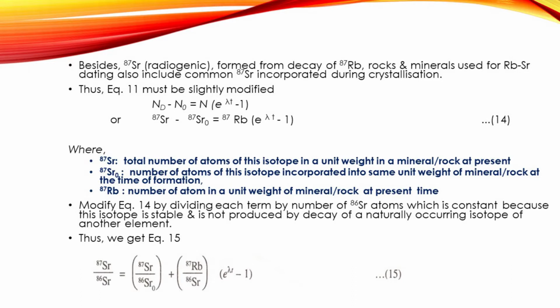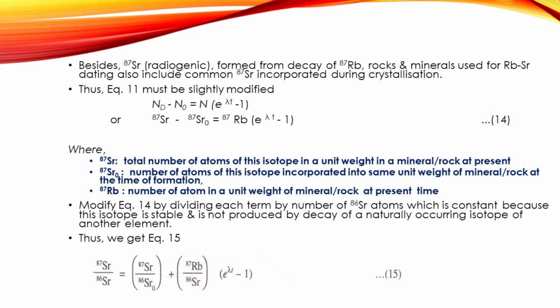It can be written as Nd minus N0 is equal to N multiplied by e^(λt) minus 1, or this can also be written as strontium-87 minus strontium-87 incorporated is equal to rubidium-87 multiplied by e^(λt) minus 1, as equation 14, where strontium-87 represents the total number of atoms of this isotope in a unit weight of a mineral or rock at present, whereas the strontium-87 incorporated represents the number of atoms of this isotope that was incorporated into the same unit weight of mineral or rock at the time of formation, whereas the rubidium-87 represents the number of atoms in a unit weight of mineral or rock at present time.